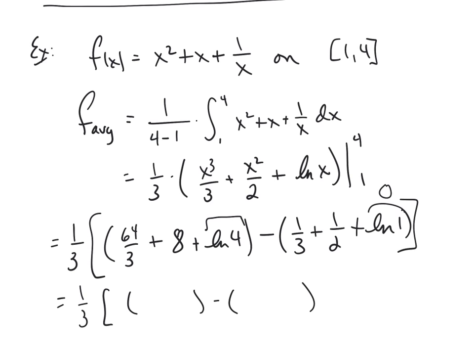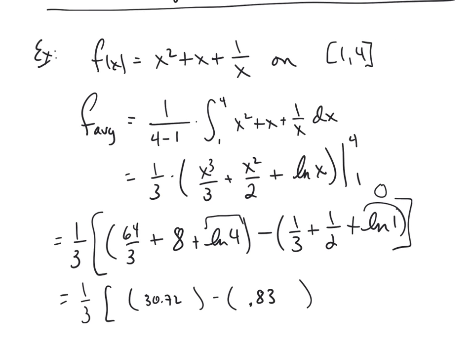All right, so I'm going to start by adding 64 thirds plus 8 plus the ln of 4. And as a decimal, we get 30.72. Then I'm going to add 1/3 plus 1/2 plus the ln of 1, but again, that's 0, so you could just skip that step if you preferred. And what we get is 0.83. I just need the tiniest bit more room.